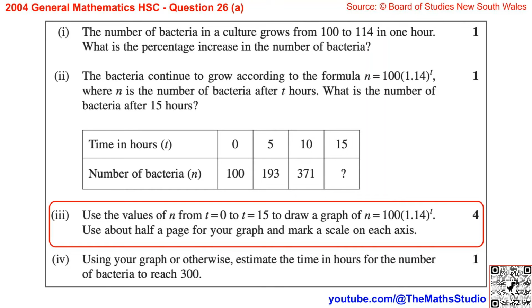Part 3. Use the values of n from t equals 0 to t equals 15 to draw a graph of n equals 100 times 1.14 to the power of t. Use about half a page for your graph and mark a scale on each axis.